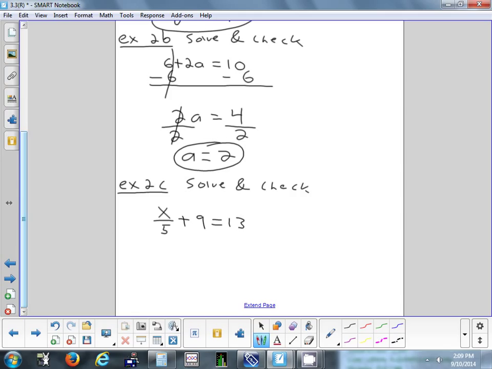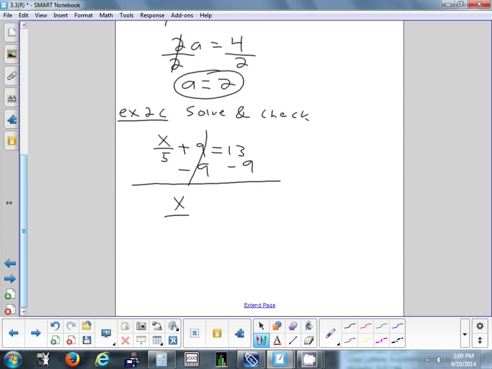Is there anything you need to add or subtract on both sides? Clayton? Take away 9 from each side. Yep. We're going to take away 9 from both sides. So that cancels out. What do we have on the left-hand side now? Just the x over 5. What do we have on the right-hand side? How much? 4. 13 minus 9. That gives us 4.